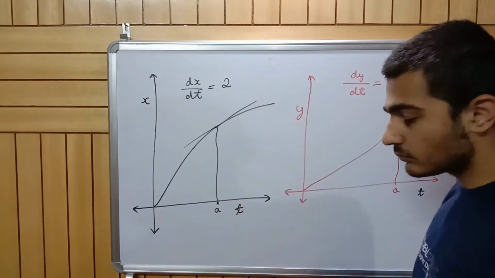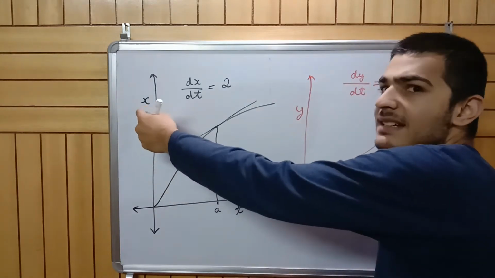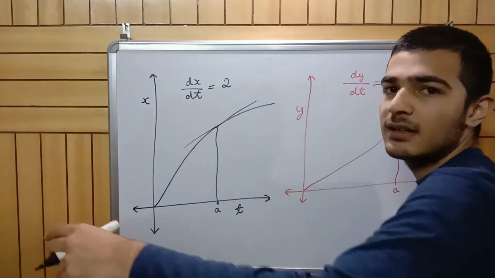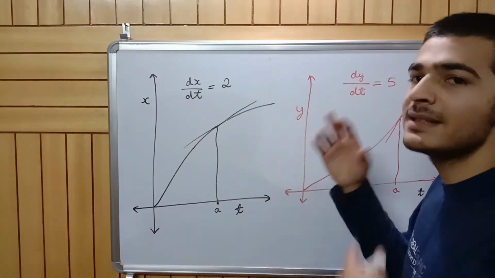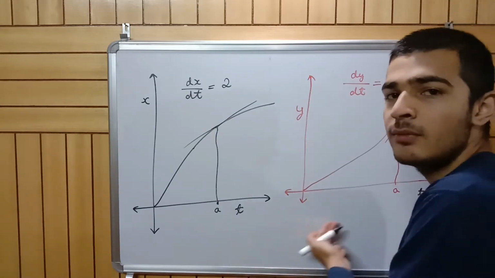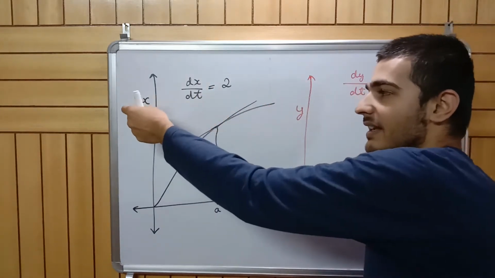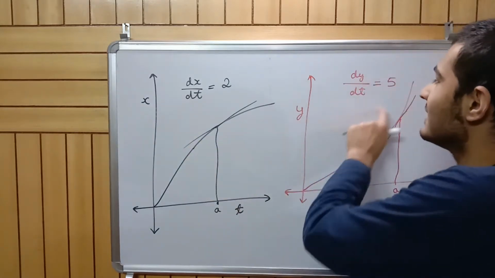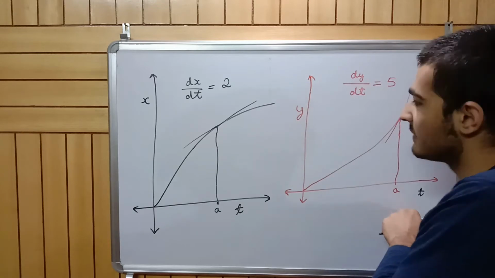Now, this could be like, let's say x is the position of some runner at some time, and y represents the position of some other runner, but time is common for both of them. So this is the speed, the rate of change of his position with respect to time. This is the speed of the second runner, the rate of change of his position with respect to time.